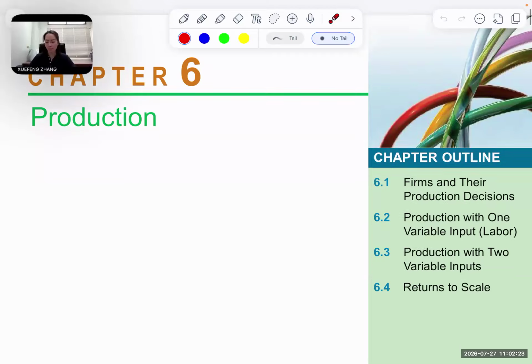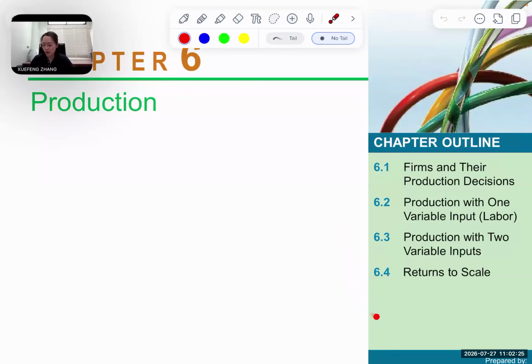All right, so we have 4 sections today, but today I only cover 2 of them, okay? 6.1 and 6.2. 6.1, firms and their production decisions. Basically, this section is trying to answer what questions does a firm need to answer to run a business? And next one, 6.2, production with one variable input.